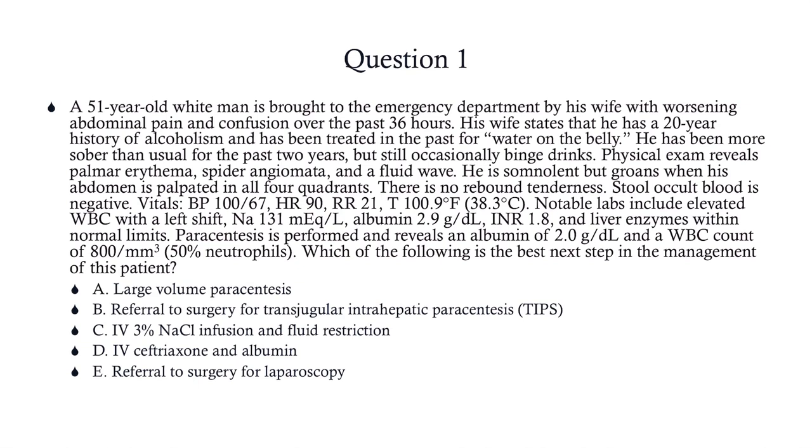Paracentesis is performed and reveals an albumin of 2.0 and a white count of 800 per cubic millimeter, and 50% of those white cells are neutrophils. Which of the following is the best next step in the management of this patient? A, large volume paracentesis. B, referral to surgery for transjugular intrahepatic portosystemic shunt. C, IV 3% sodium chloride infusion and fluid restriction. D, IV ceftriaxone and albumin. Or E, referral to surgery for laparoscopy.